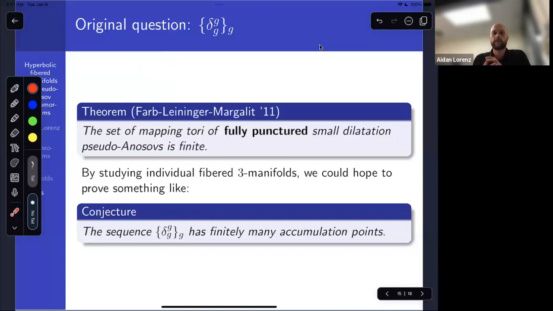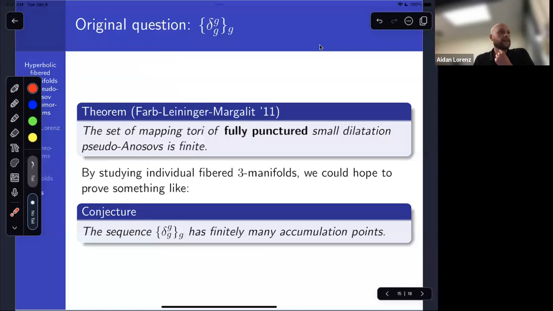So you wind up with a mapping torus with torus boundary components. And if you do that for all of your smallest dilatation pseudo-Anosovs, you wind up with just a finite collection of mapping tori. So if you can understand delta G MF for this finite collection of manifolds M, then you can maybe say something like what I have listed as a conjecture down here, that this sequence has finitely many accumulation points, which isn't quite converging, but it points in that direction.